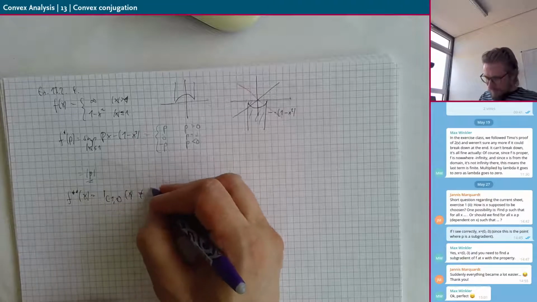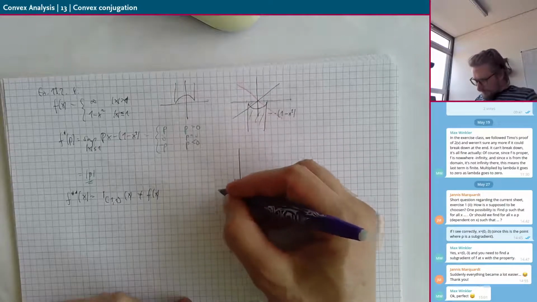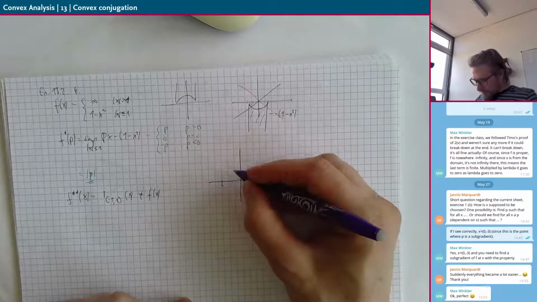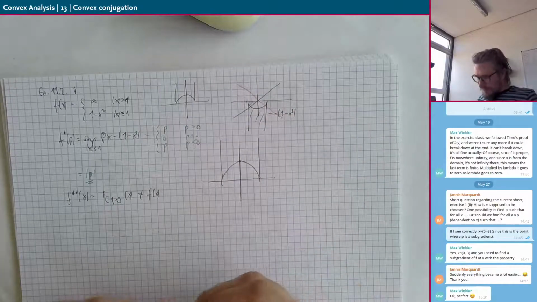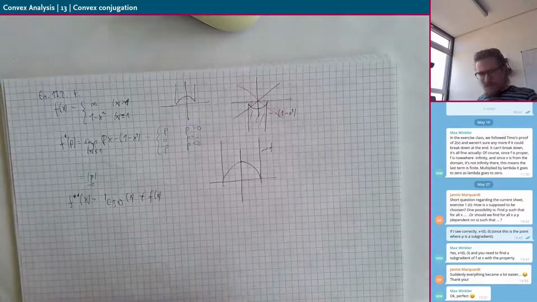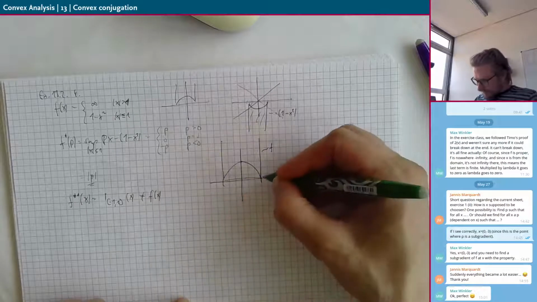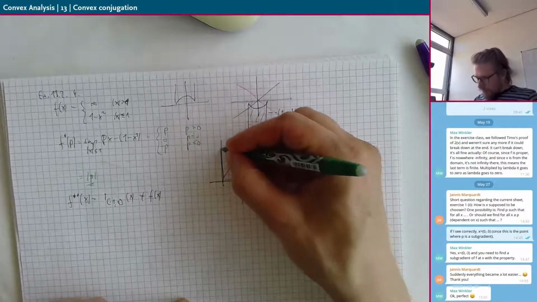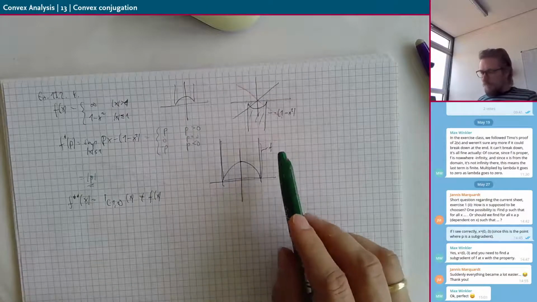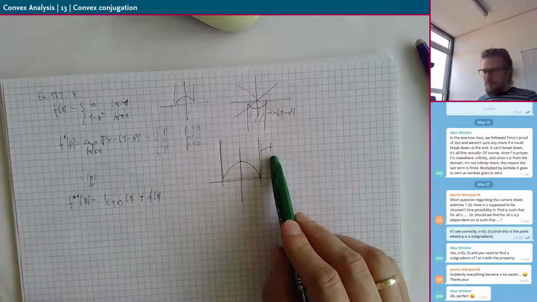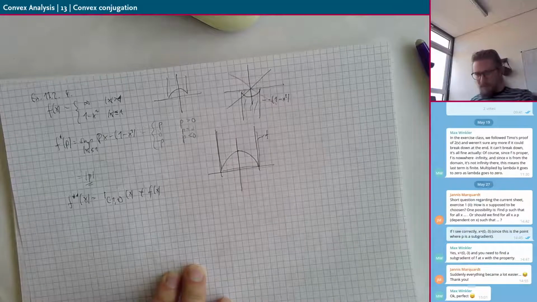And this is notably not the same as f of x. If I draw it again, with 1 and minus 1, we get this function like that. This is our f, but the f biconjugate is equal to 0 here. You probably note that this is the convex hull of f. We're going to see that this is true in general. Okay, that was the example.